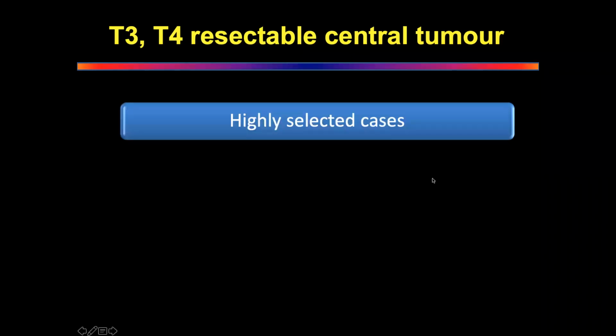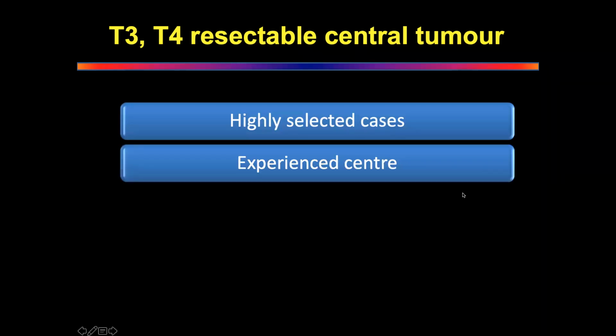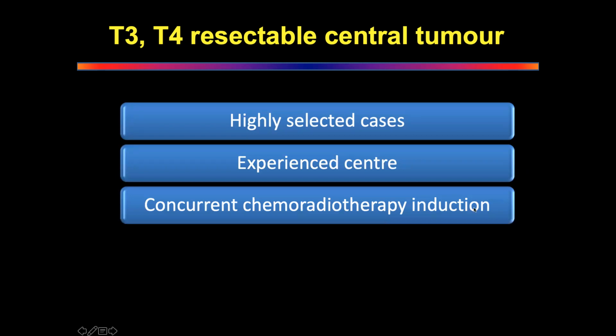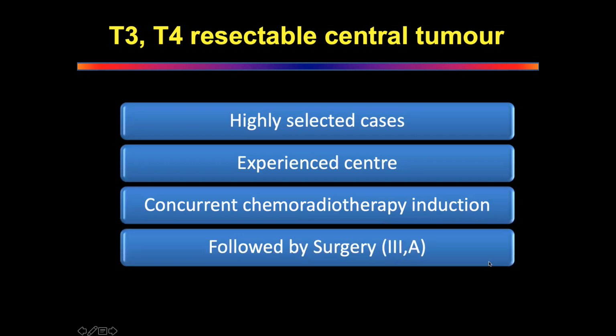Good. Very good. So in highly selected cases, the answer I would give is highly selected cases and, more importantly, in experienced centers. That's what the guideline uses. And it says that you start off with an induction. You don't resect straight away. You start off with induction and then you follow it up with surgery. Is this clear to everybody? Yes, sir. So in T3, T4 central tumors, which are potentially resectable, it's better to give concurrent chemoradiotherapy induction and follow it with surgery. That's the guideline. Clear? Yes, sir.